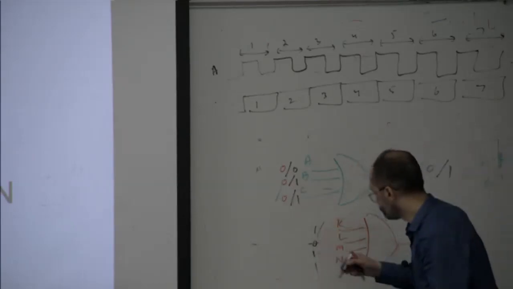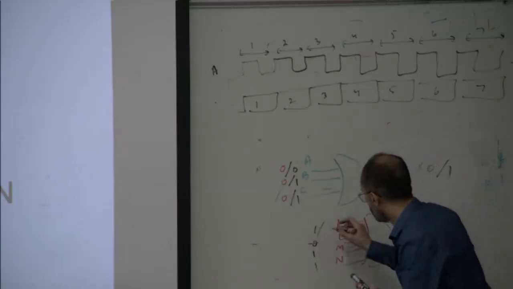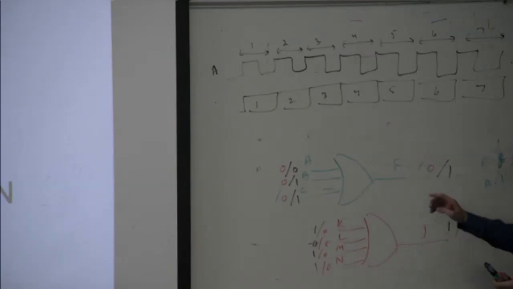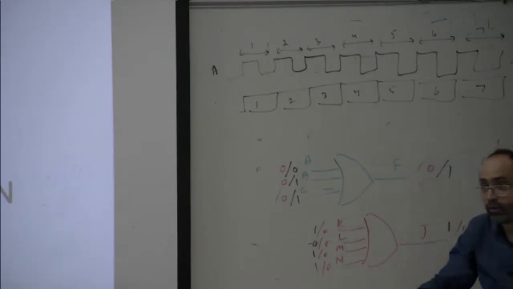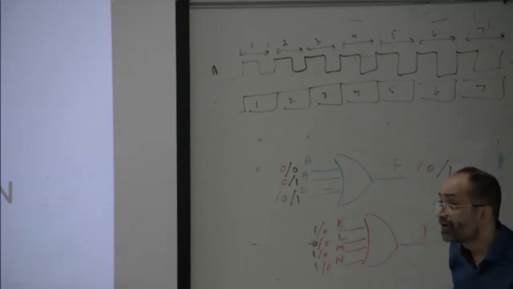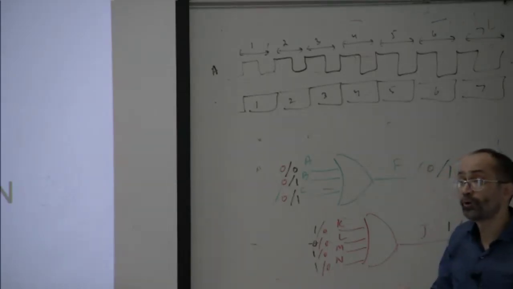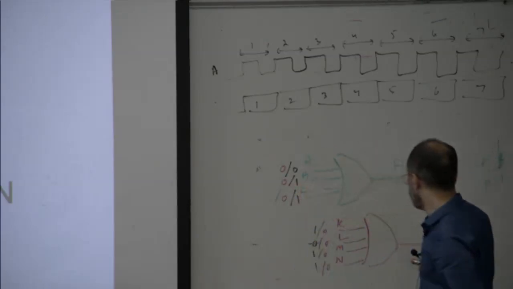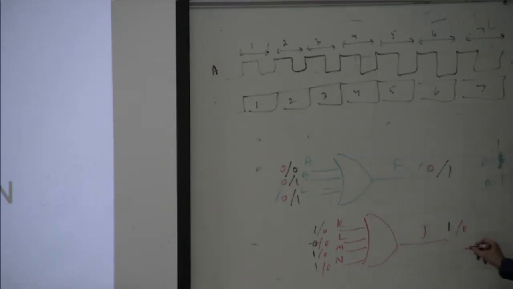If the input is 0 0 0 0, output is 0. So if all of the inputs are 0, the output is 0. If any of the inputs is 1, the output is 1. So this is the functionality of an OR gate. It's a 4 input OR gate, so what is J? J is a function of K, L, M, and N.